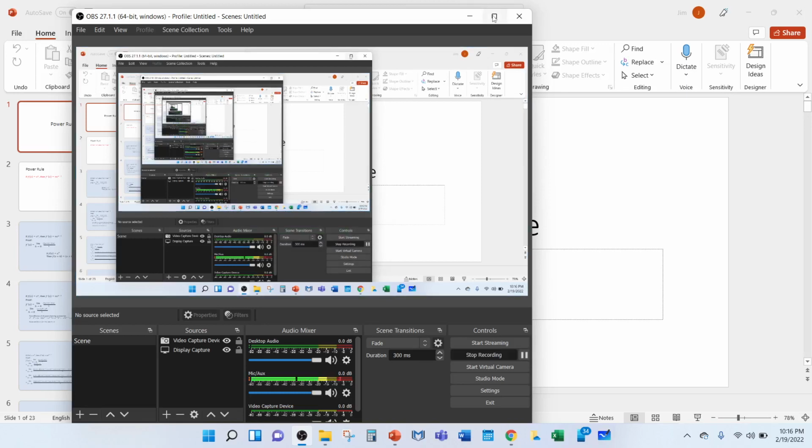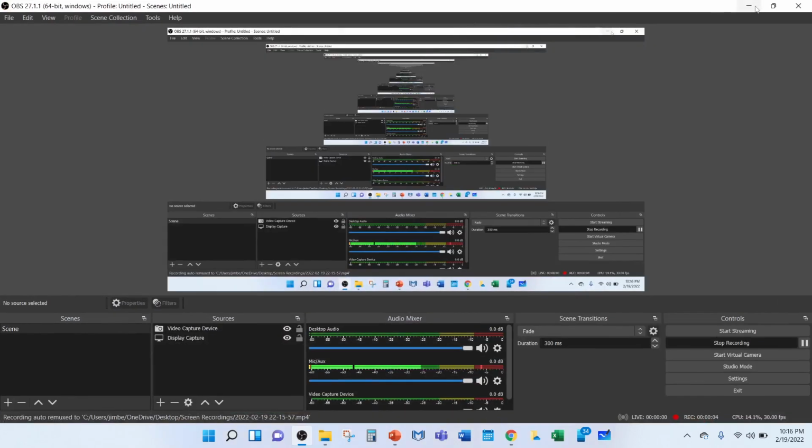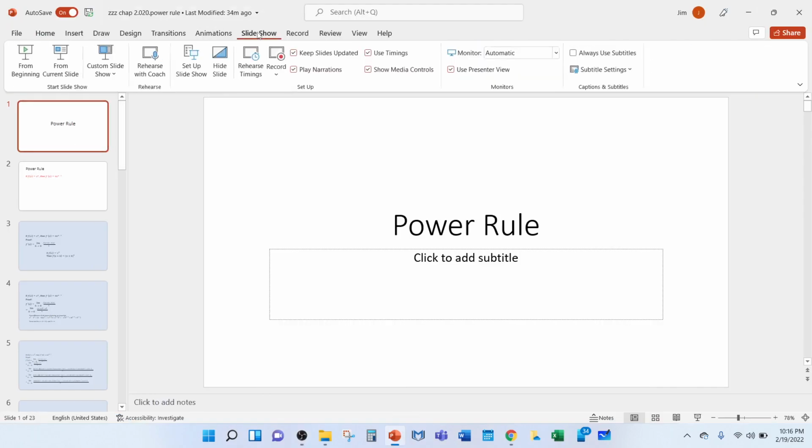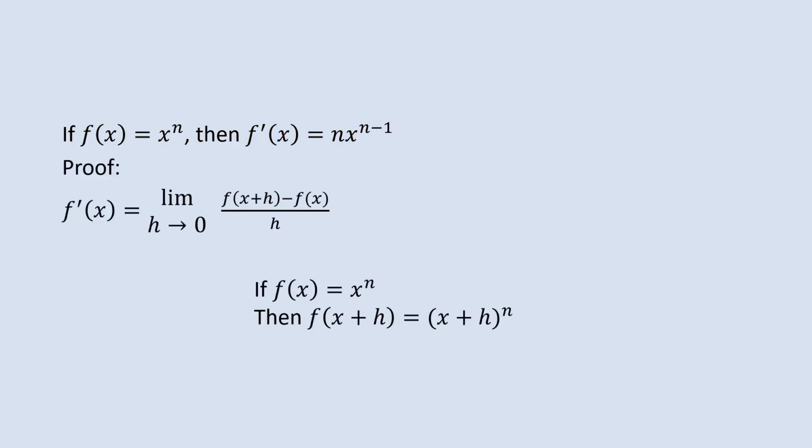In this video, we're going to prove the power rule. The power rule states that if f of x equals x to the n, then f prime of x is equal to nx to the exponent n minus 1. An example of that would be if f of x equals x to the 5, then f prime of x will be 5x to the exponent 4.